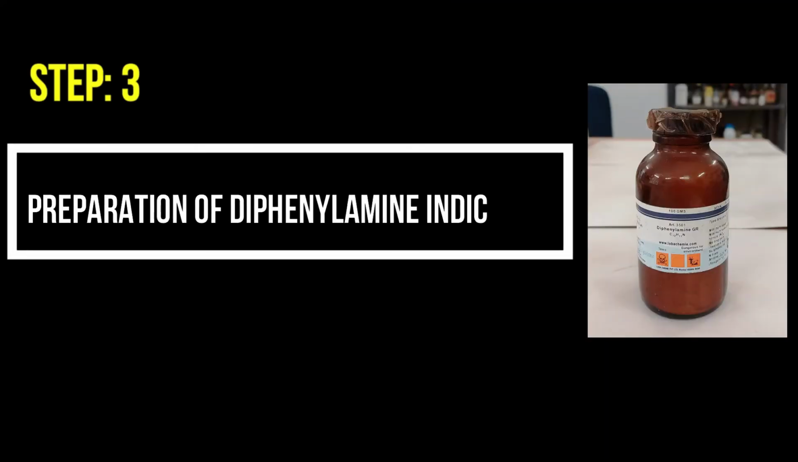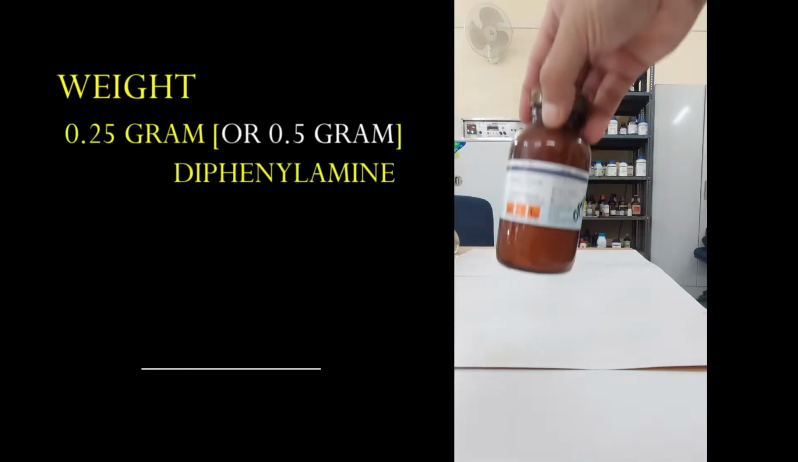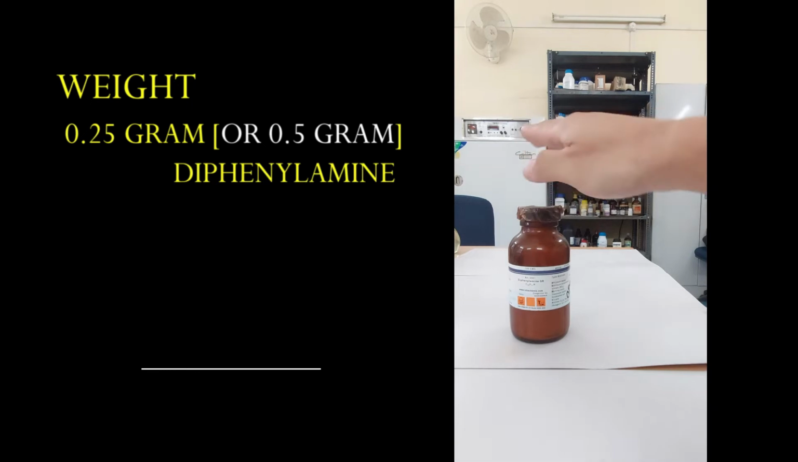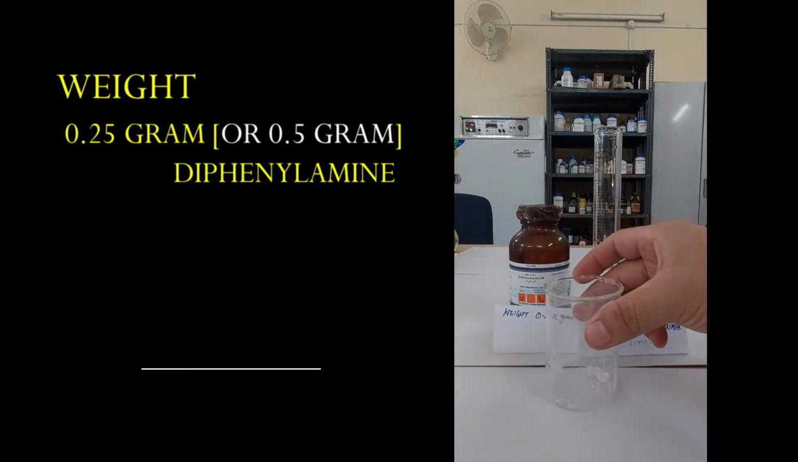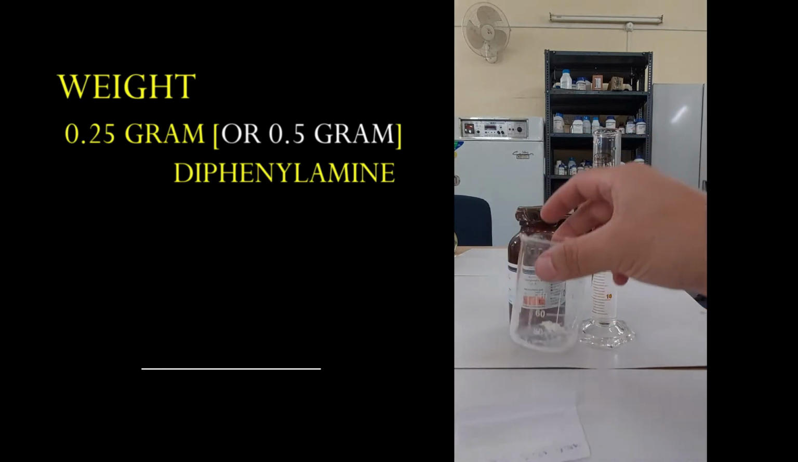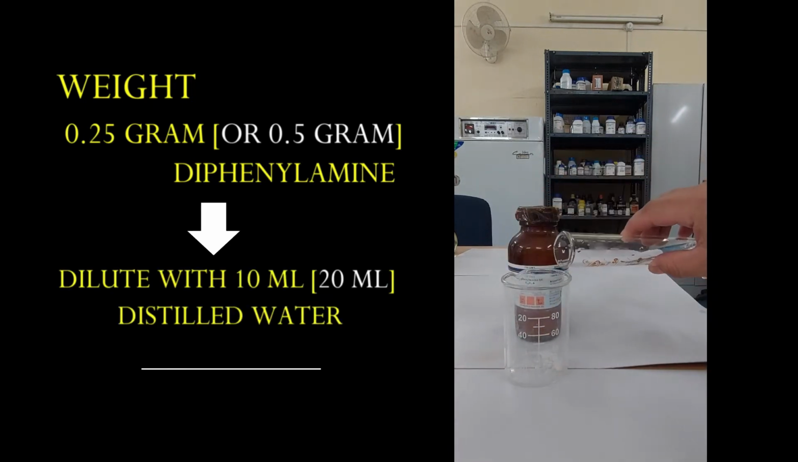Next, the preparation of the diphenylamine indicator. For this, weigh 0.25 gram or 0.5 gram of diphenylamine and place it in a 100 ml beaker. Then to this, add 10 ml of distilled water.